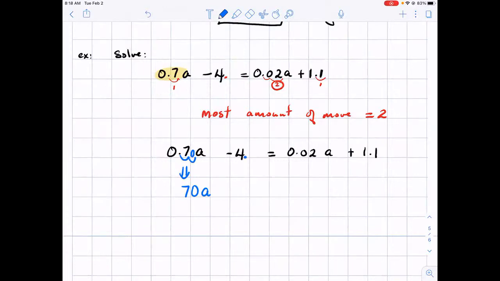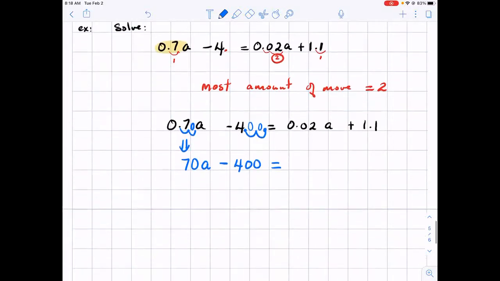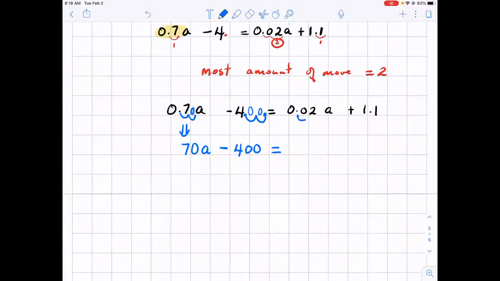I will take this decimal here and I'll move it 2 places. 1, 2. Okay? And in here, I put a placeholder. So this becomes minus 400 equals. I will take this decimal and move it 1, 2. So this becomes 2a. I will take this decimal 1, 2. It's there and placeholder there. So this becomes plus 110. And now we have an equation without any decimal.